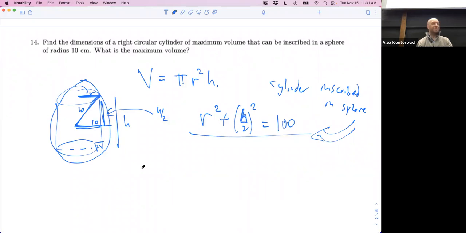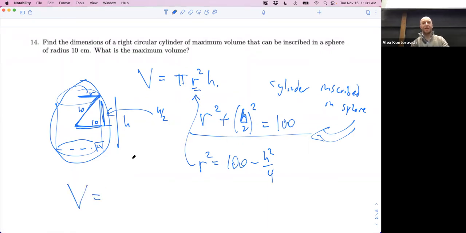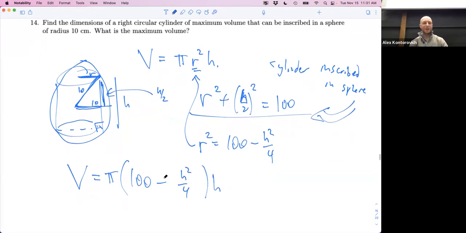Yes? Okay. That means I can solve for r squared. So r squared is equal to 100 minus h squared over 4. You see why I want to solve for r squared and not h? Because I have an r squared. So we're eliminating one of the variables. The volume is pi h times r squared, and r squared is 100 minus h squared over 4. Okay, so this is the volume as a function of h.